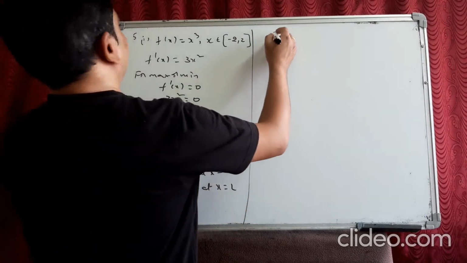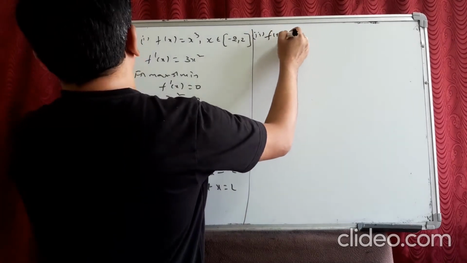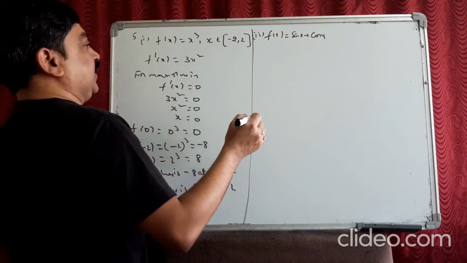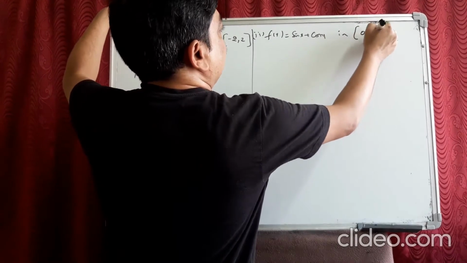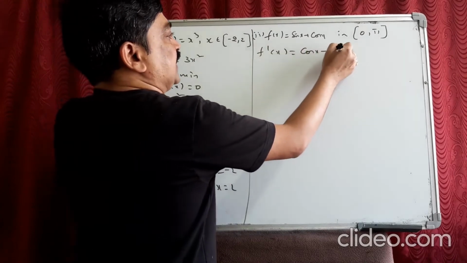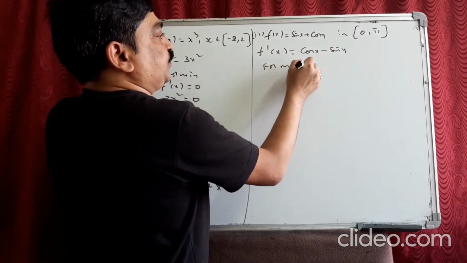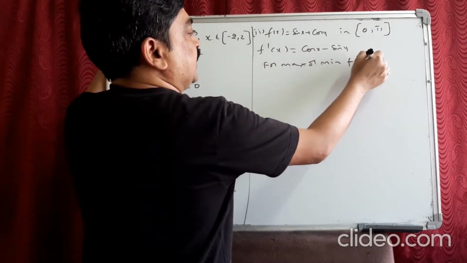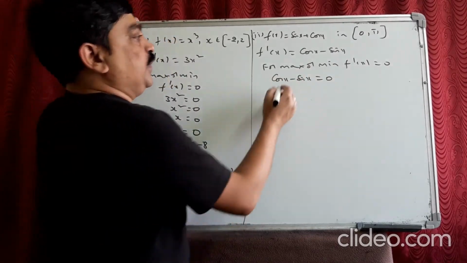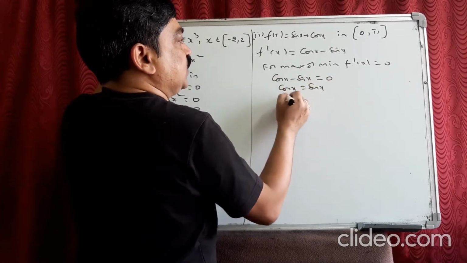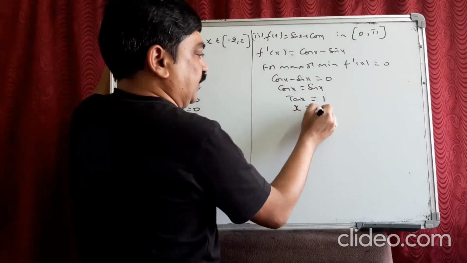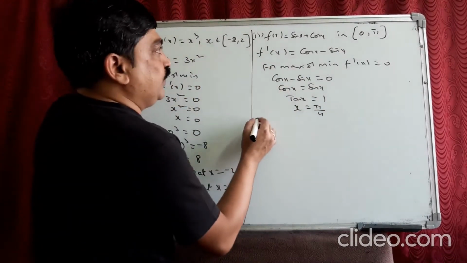See the next function, second one, f of x is equal to sin x plus cos x, in the interval 0 to pi. As usual process we go with f dash x is cos x minus sin x. For maximum or minimum, f dash of x is 0. Cos x minus sin x is 0. That means cos x is equal to sin x. So tan x is equal to 1. Tan x is positive. So between 0 to pi we get 45 degrees. So stop. Now what we do? We find f of 45.